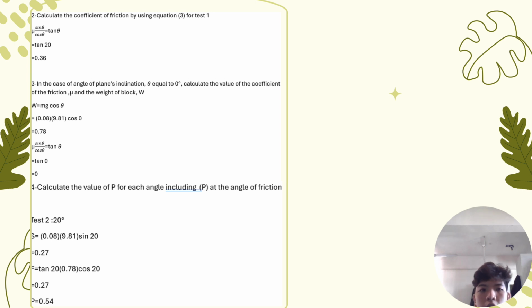Now I will go to the calculation for this experiment. Firstly, we must calculate the coefficient of friction by using the equation for test 1.